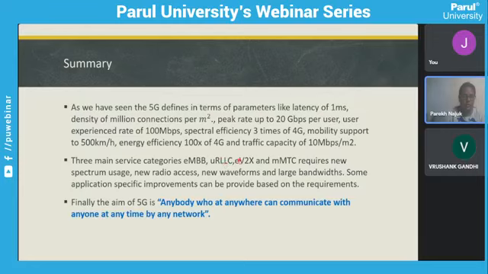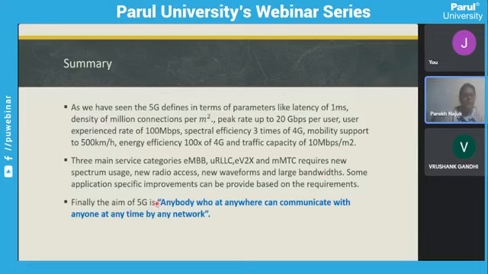There are three main service categories: eMBB, URLLC, and I have added one more, that is EV2X, the enhanced vehicle to everything. See, driverless cars: you put your car on automatic mode, and it will identify at which distance the other car is, and whether any roadblock is there. So that is EV2X. This is another service category which has just been added. And there is mMTC. It requires new spectrum, new radio access, new waveforms, large bandwidths, and all that.